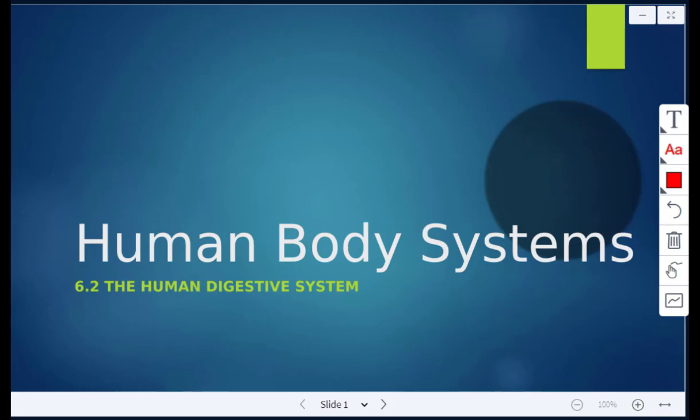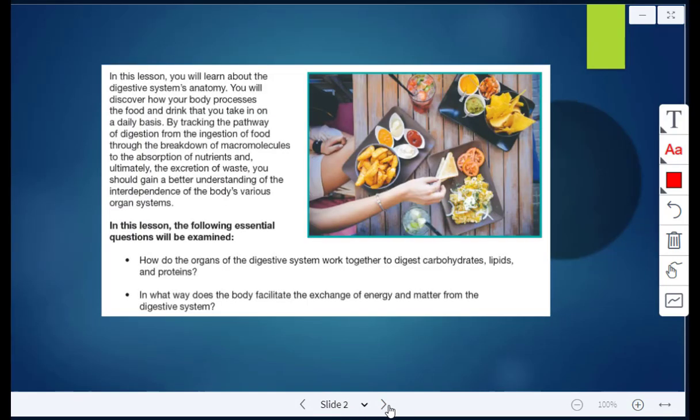Today's lesson is 6.2, the human digestive system. So what we're going to learn about in this section is the digestive system's anatomy, so all the parts of the digestive system. We'll also look at how the body processes the food and drink that we take in on a daily basis.